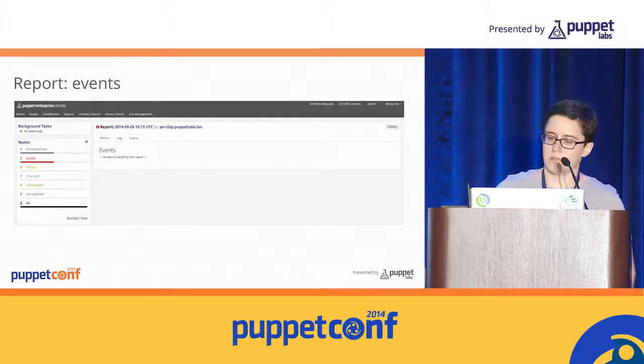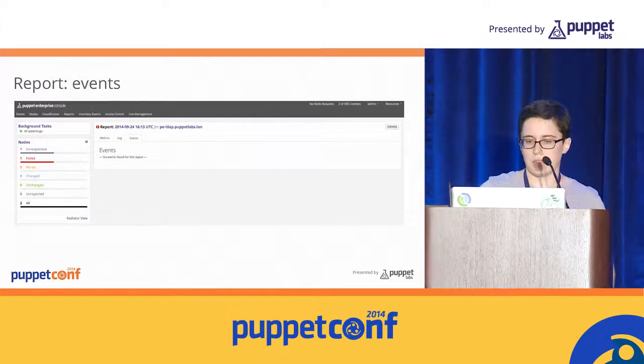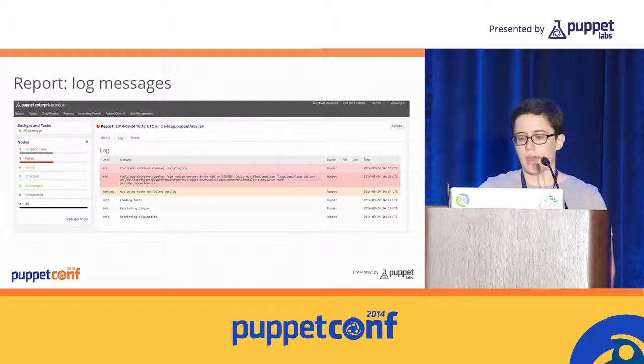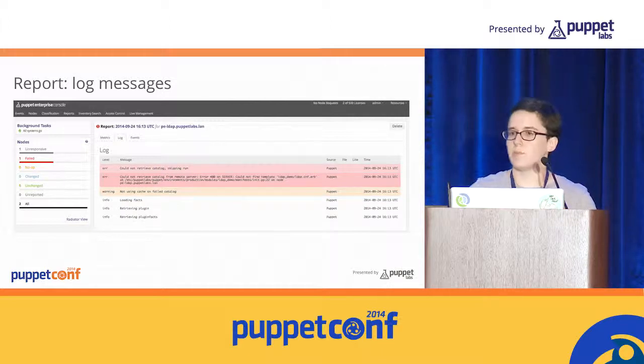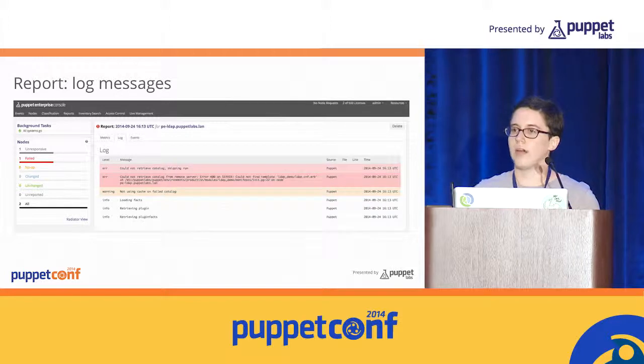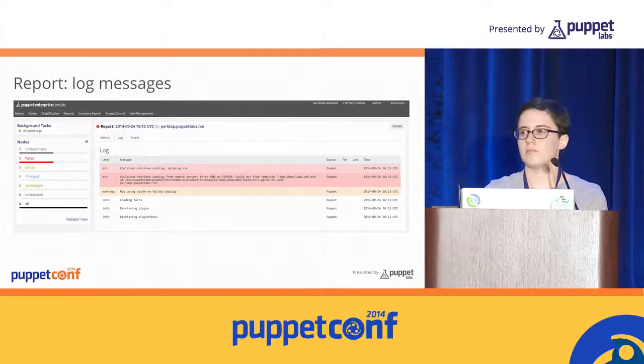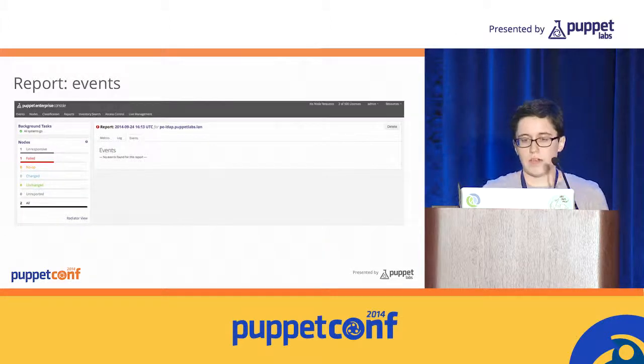I have no events. What is happening here is, if you look at this log again, the catalog couldn't compile. It has syntax error somewhere. So the master was never actually able to compile a catalog. So it couldn't send anything to the agent to run. So no changes could happen. So no events happened. Events are changes to resources. So that's why I have no events here.